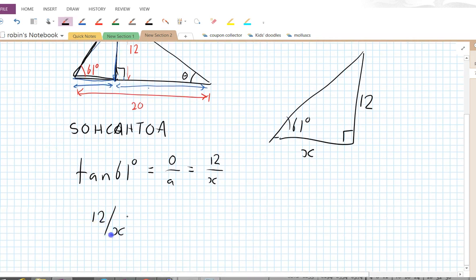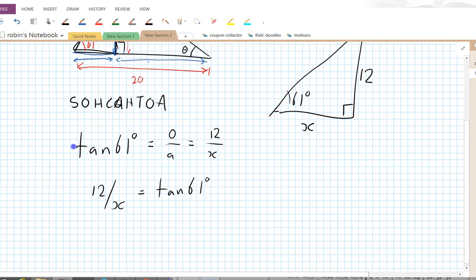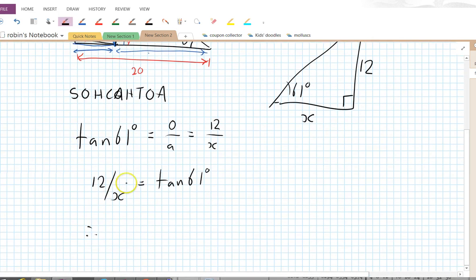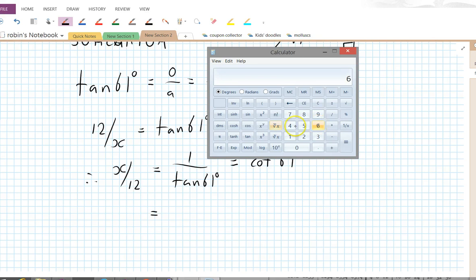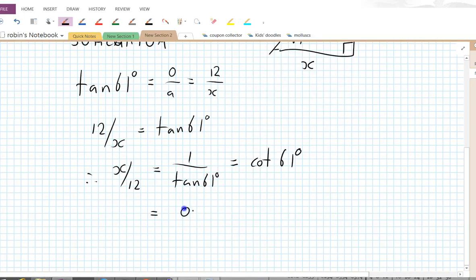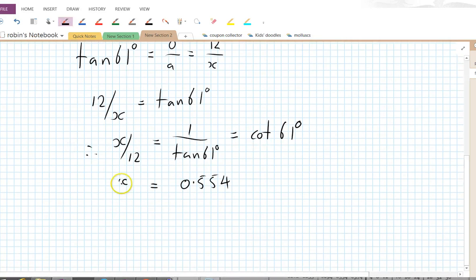So tan is opposite over adjacent, and if you look at this, that's 12 over x. So 12 over x equals tan 61 degrees, and therefore we can take the reciprocal of these, and we've got x over 12 equals 1 over tan 61 degrees, which equals the cotangent of 61 degrees. Let's work out what these are. It's already in degrees. I'll come to radians later. We haven't got a cot on this calculator, but we do have a tangent, which is 1.804, and then we need to take the reciprocal of that to get the cotangent. That's 0.554, and that equals x over 12.